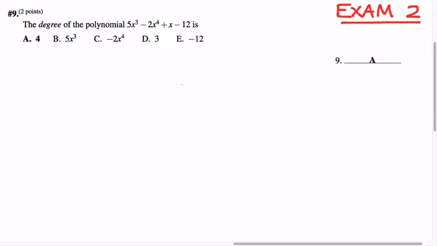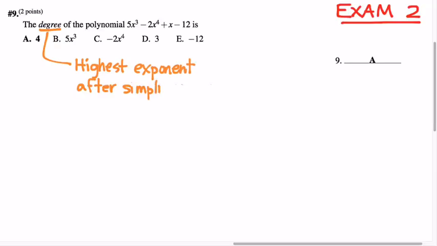A power. But there are a whole bunch of powers in this expression. Which power do we want? The largest one? The largest one. So that's our definition for degree. Degree is the highest exponent. It's the exponent on the highest power of x after simplifying the expression.